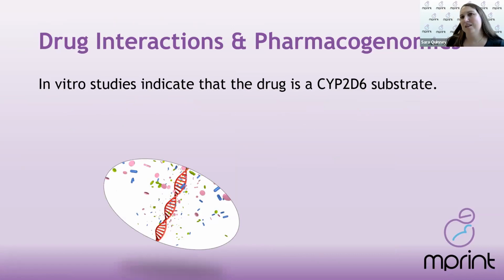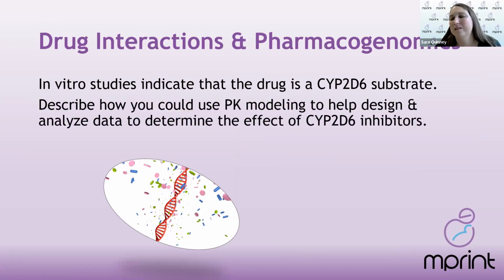So we'll move just a little bit closer. Now we've got our drug studied in humans, and we find that it's a CYP2D6 substrate. So how would you design a study using PK modeling to help determine the effect of CYP2D6 inhibitors?